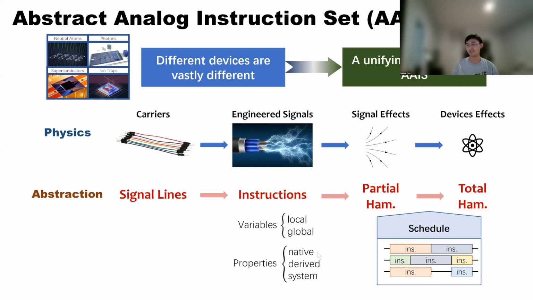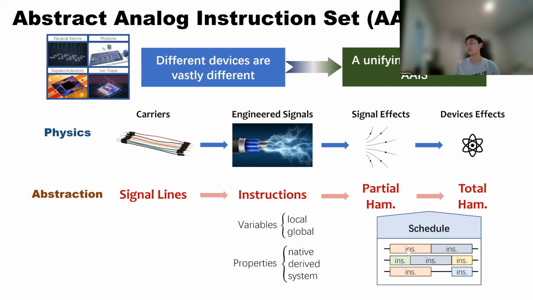And it has some properties: it's a native instruction, meaning it's a direct effect of the pulse, or it's a derived instruction, meaning the pulse is engineered in a complicated way so that you cannot have a very simple superposition property of the instructions. And there are some system instructions, which model the system Hamiltonians of the system. Each instruction carries a partial Hamiltonian, which is called the instruction Hamiltonian. Using the schedule, you can add all these partial Hamiltonians together to generate the total Hamiltonian, which is the Hamiltonian evolving on the real device.